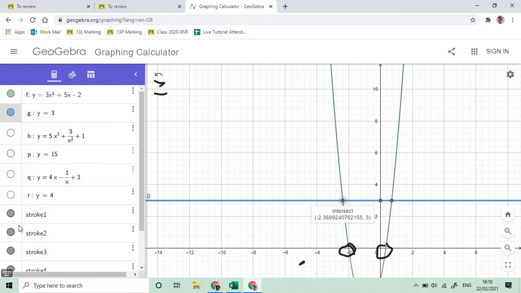And the same goes here. The solution that you'll be looking to give to that question will be negative 2.37 and 0.70. So not overly difficult, really.